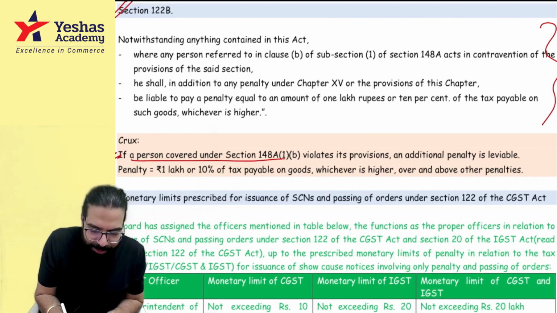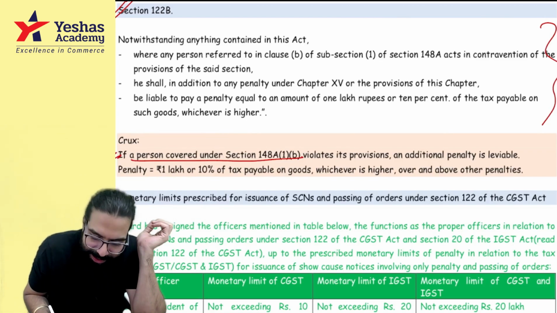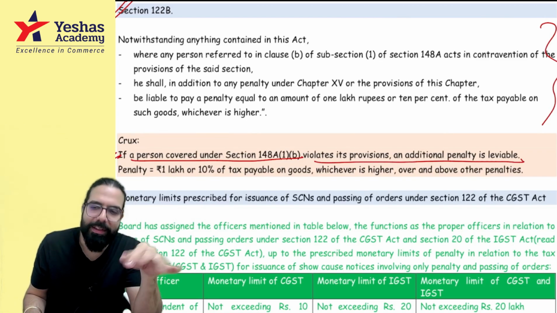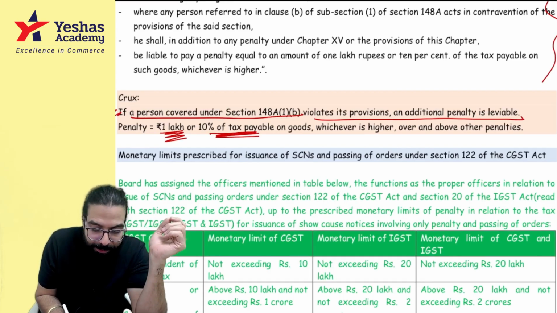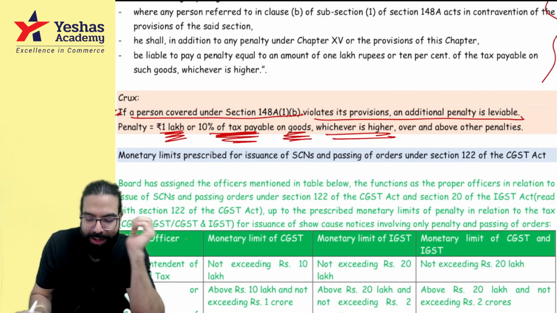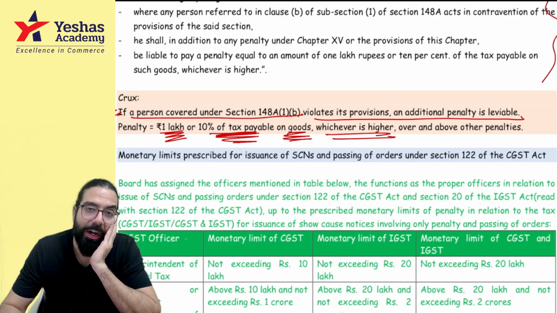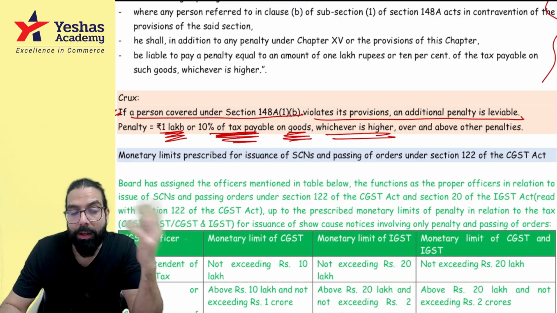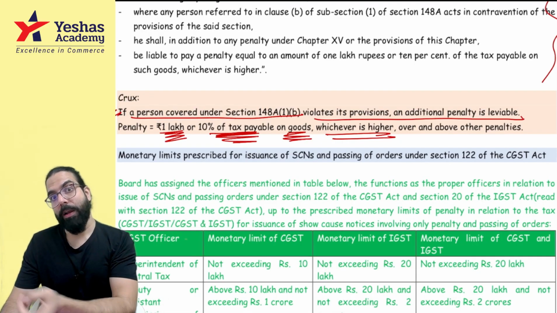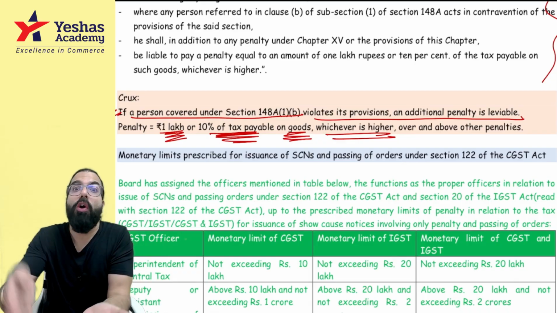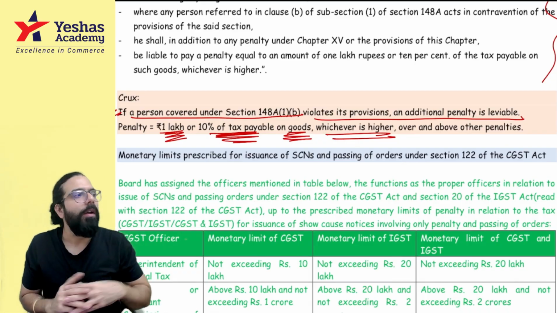If a person covered under 148A violates the provision, they are telling an additional penalty, we will penalize you 1 lakh rupees or 10% of the tax on such goods, whichever is higher. And this is over and above the normal penalties. Baba, if that person has done a supply and not issued an invoice, there is another penalty for that. Plus, did not put the unique identification mark, for that this is the additional penalty. It means not following the track and trace.